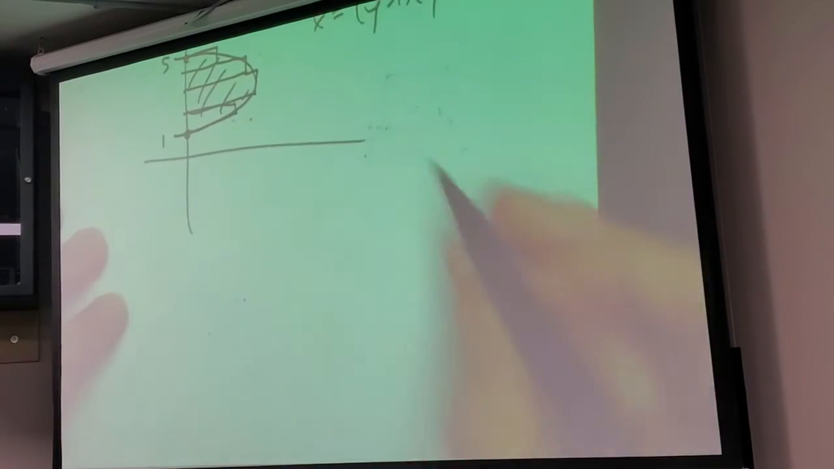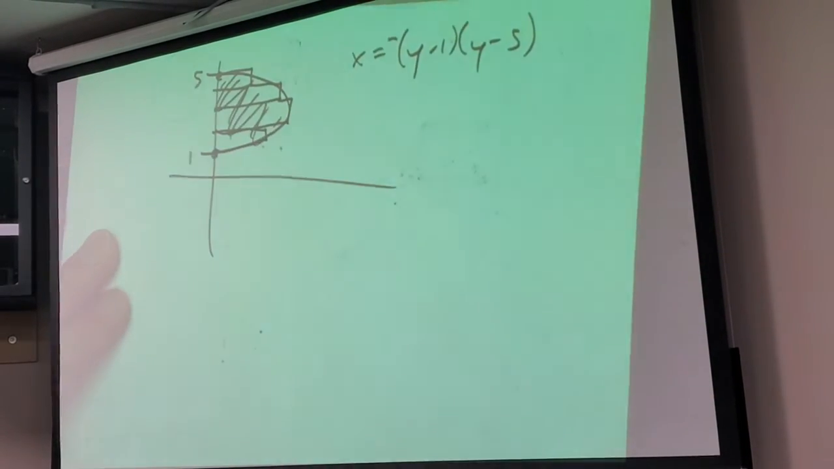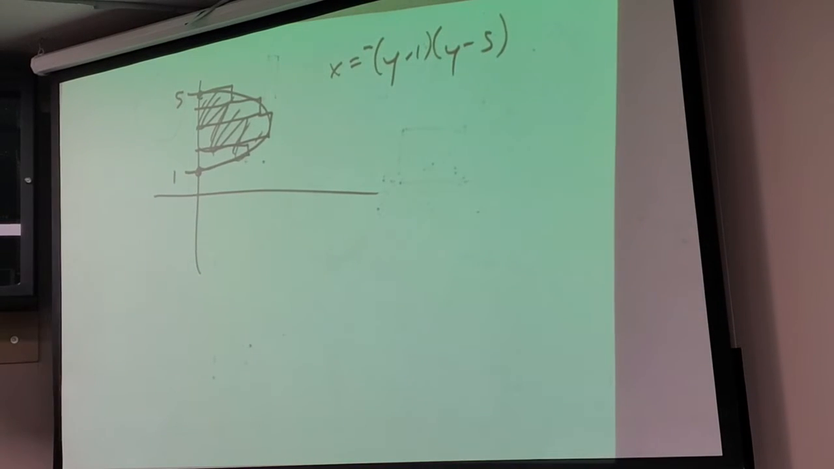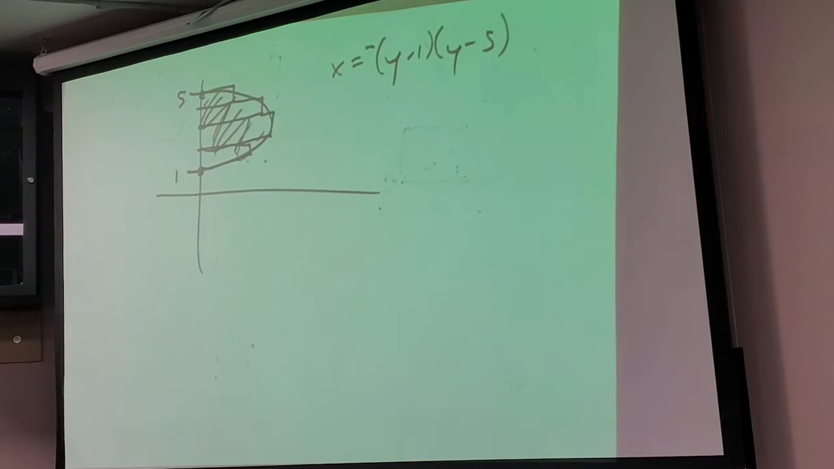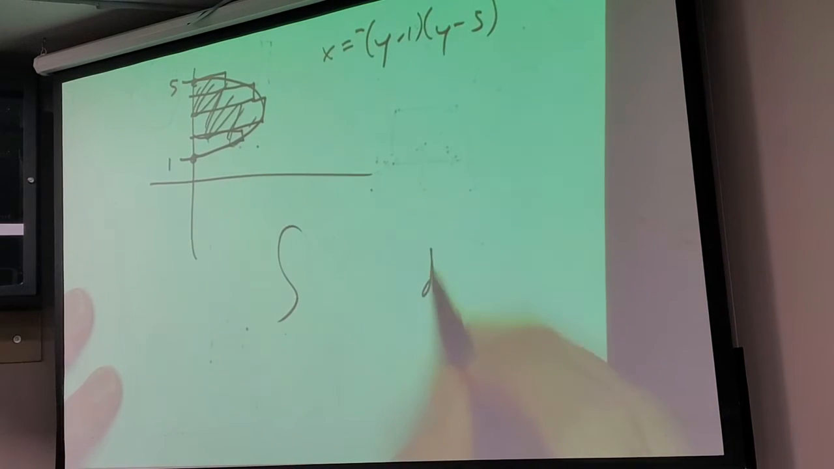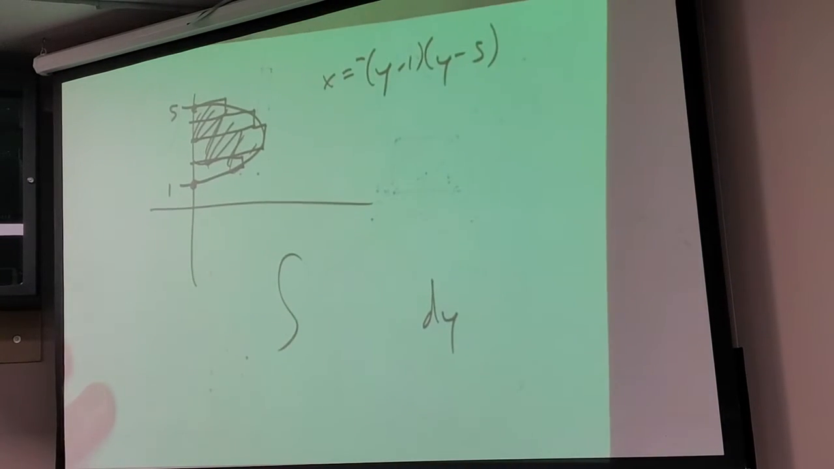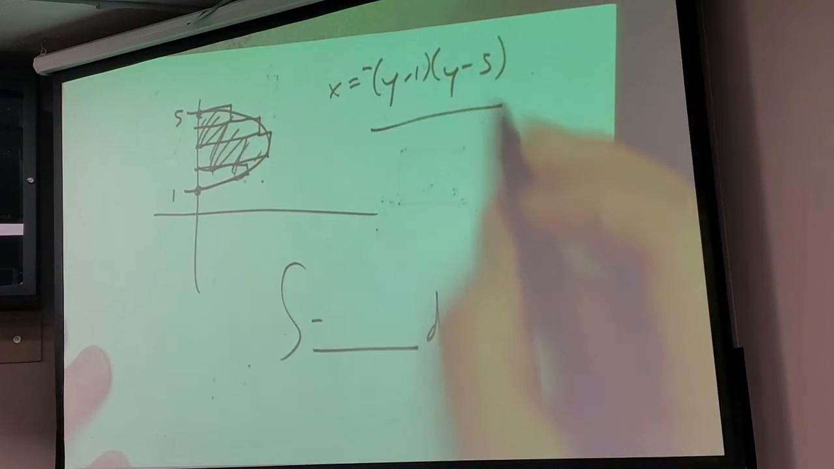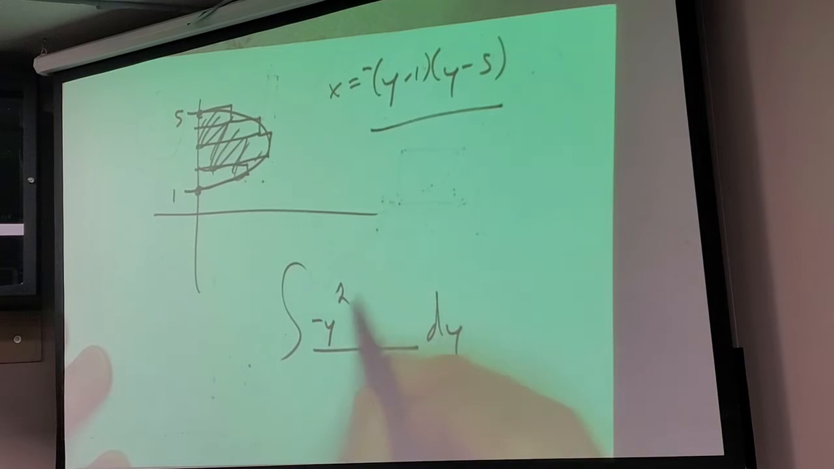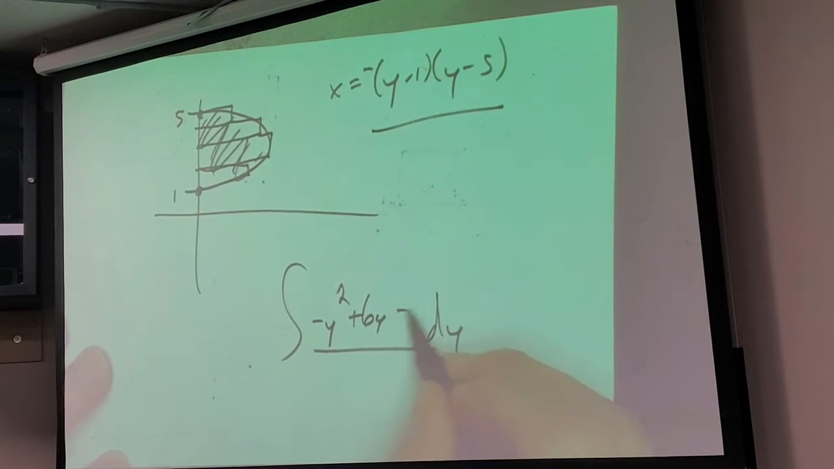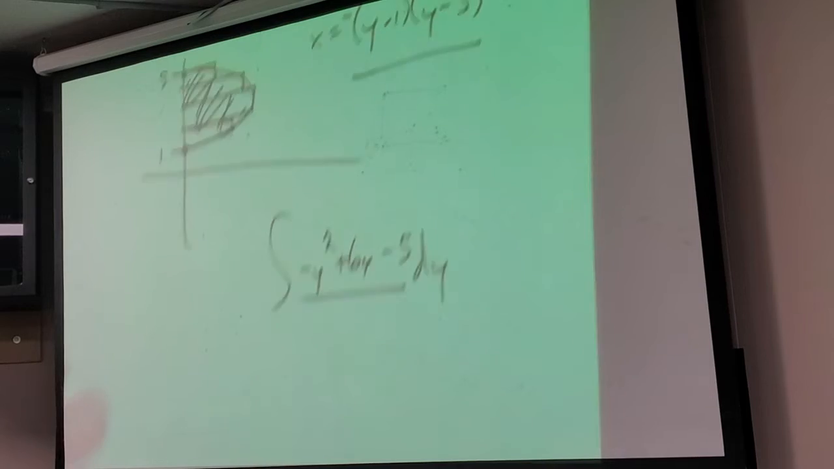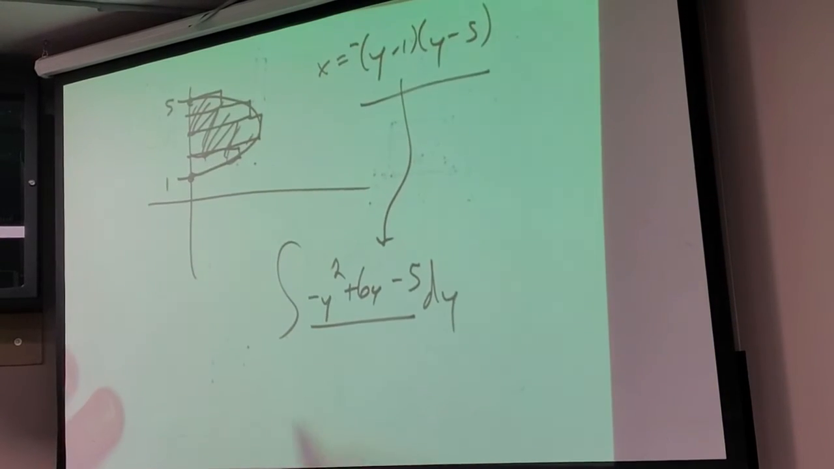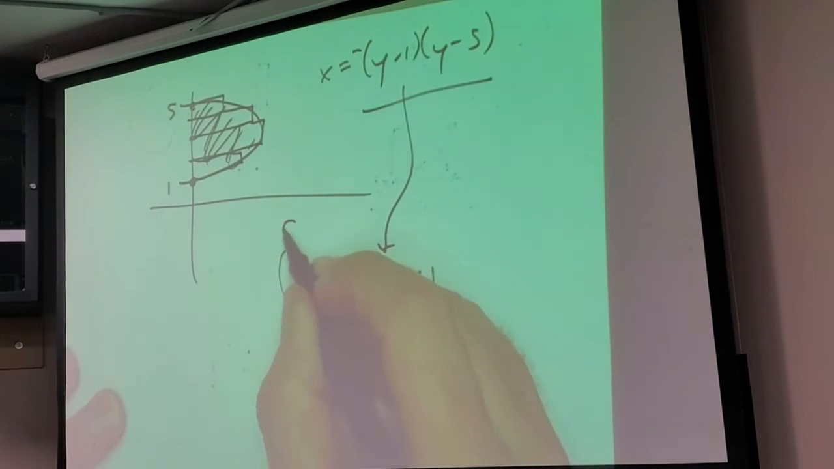So if I want to figure out the area between the y-axis and this parabola, what would I integrate? Now it's going to be dy, yes? Because the thing I'm putting on the inside is a function of y. Let's go ahead and figure this out. What is it? Y squared plus 6y minus 5. Is that cool? And I want to integrate from what to what? 1 to 5. I love it.